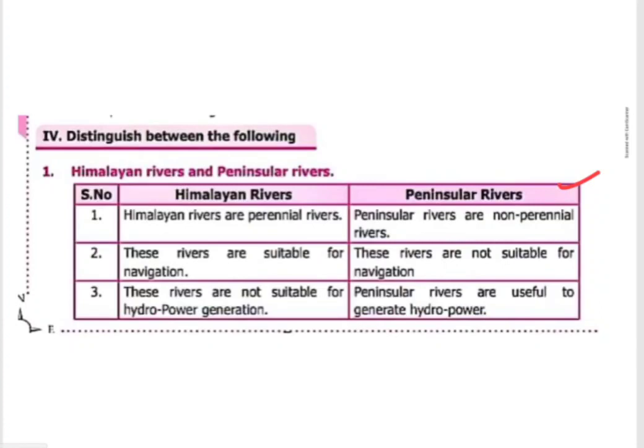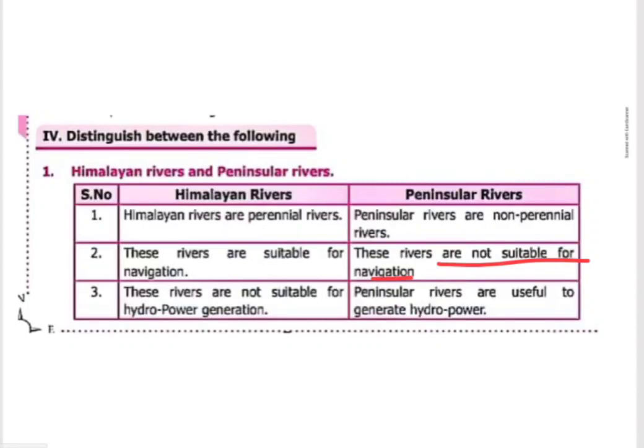Then, under the Himalayan rivers, second point, these rivers are suitable for navigation. Boats can sail, like I taught. When I released the video, I told you, the Himalayan rivers are suitable for navigation. At the same time, peninsular rivers are not suitable for navigation because they mainly depend upon the rainfall. So it's not possible. These rivers are not suitable for navigation, so boats cannot sail, like that it is given, children.